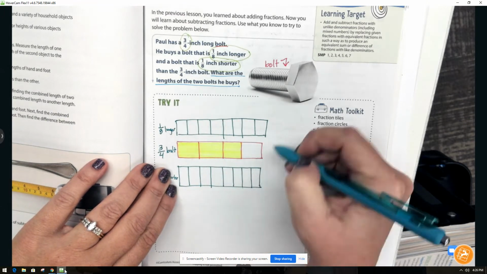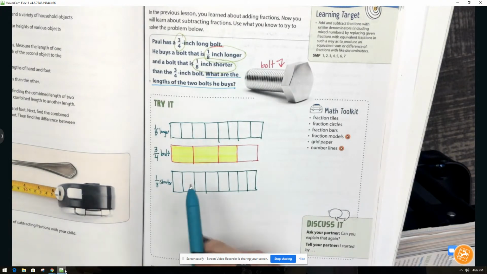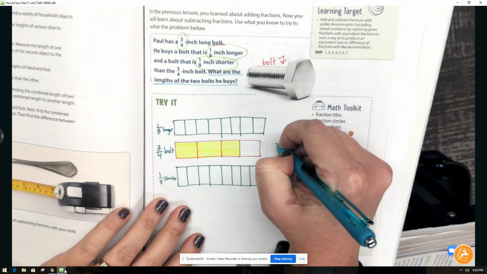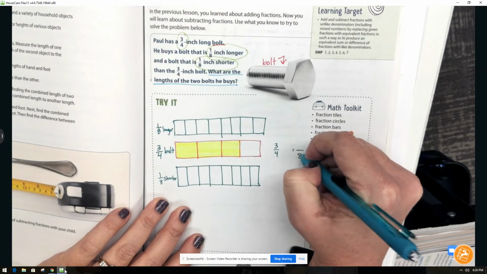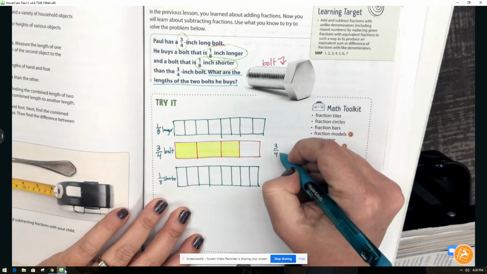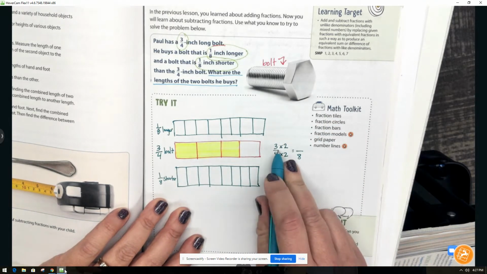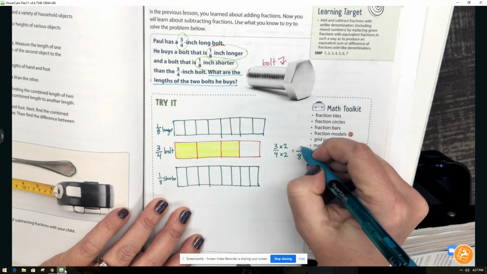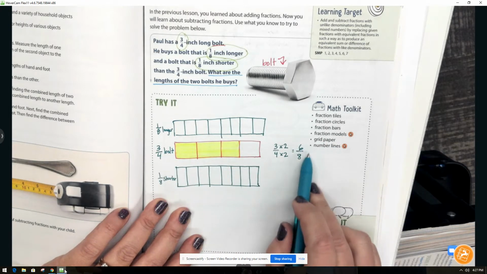So I've broken each of these wholes into 8 parts. Now, the tricky part is that I can't really compare 3/4 and 1/8. So I need to find out how many eighths is 3/4. I need to make an equivalent fraction that turns this into eighths. So what do I multiply 4 by to get 8? That's right, I multiply it by 2. And whatever I multiply my denominator by, I'm also going to multiply my numerator by. So 3 times 2 is 6. So 3/4 is the same as 6/8.